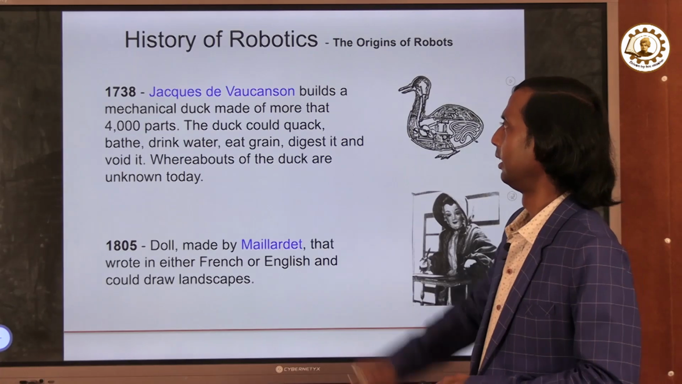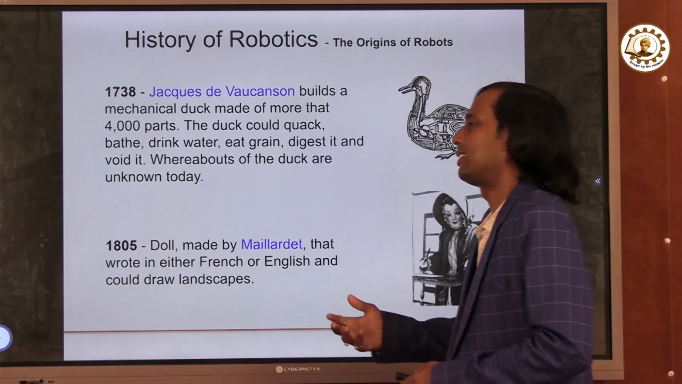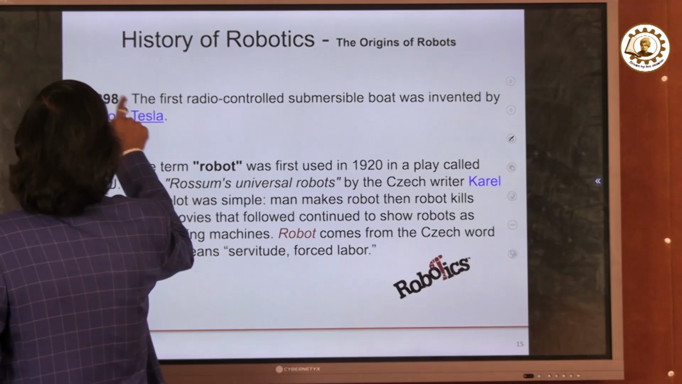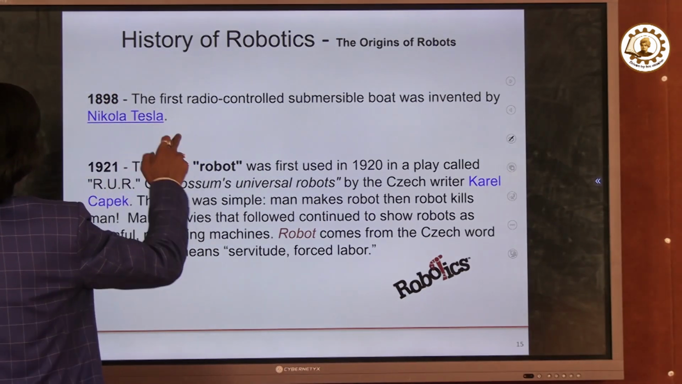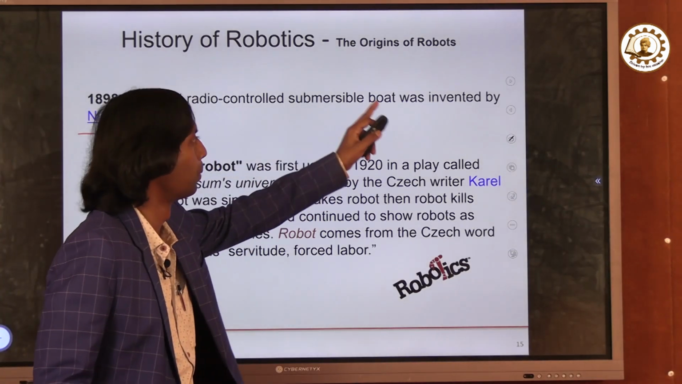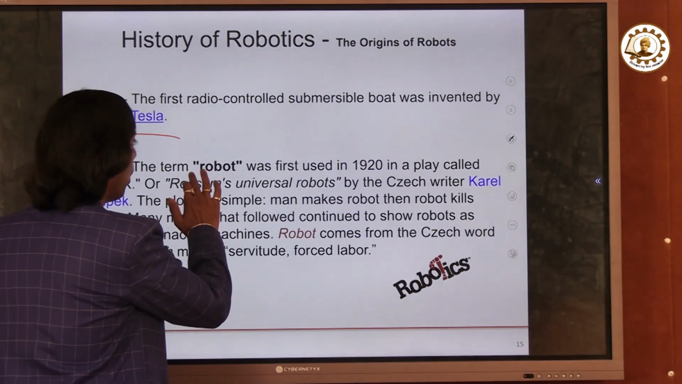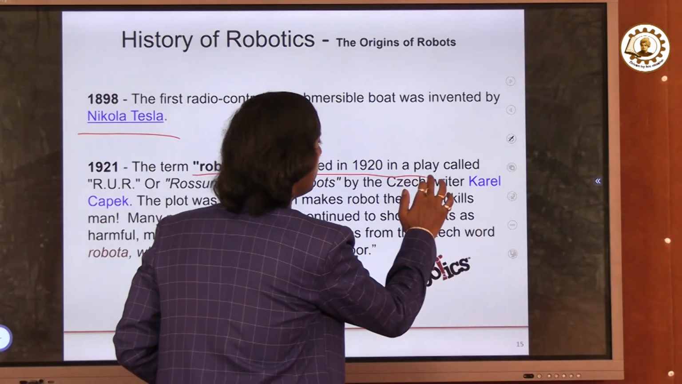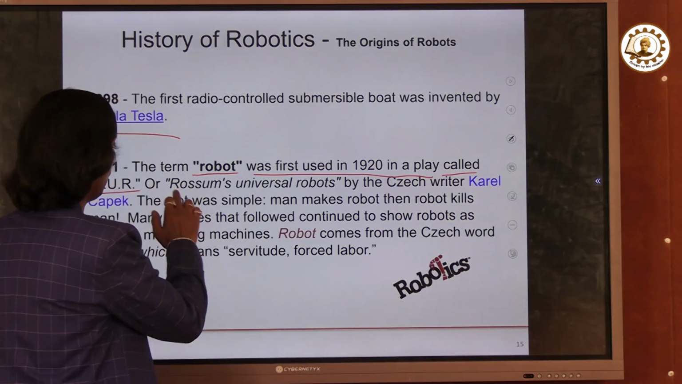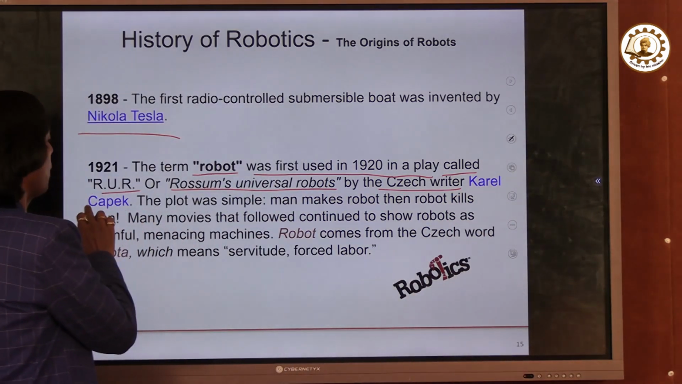1640, then 1738, 1804. Day by day, robotics developed. Then in 1898, Nikola Tesla invented the first radio controlled submersible boat. In 1921, the term robot was first used in a play called R.U.R. What is the full form? Rossum's Universal Robots, by the Czech writer Karel Čapek.